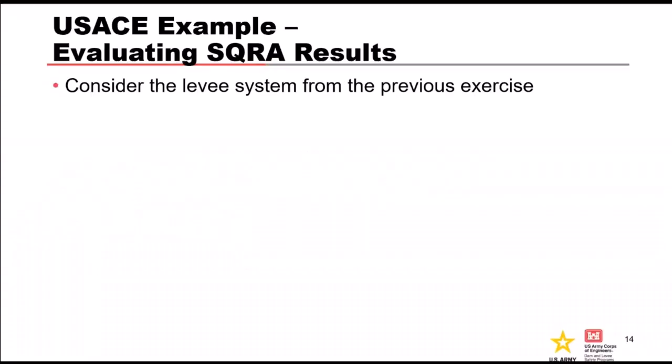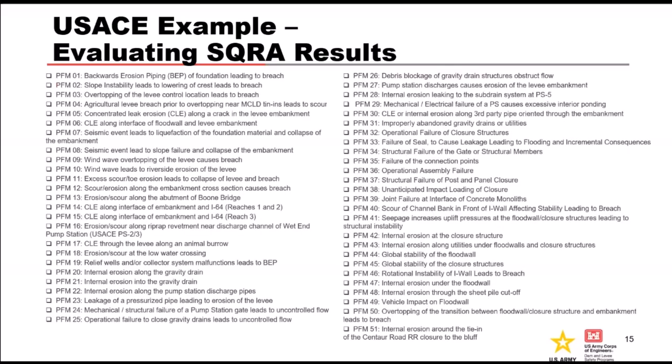Okay, so this is going to build on what we talked about before with regard to this risk evaluation and how we're using that to complete our risk assessment, where we're actually going to recommend ways to manage the risk. So we're going to consider the levee system from the previous exercise, which was the levee that Carmen talked to you about earlier, 12 miles long. I think it's about 65 feet high, has a sand foundation, looks mysteriously like a Mississippi River levee.